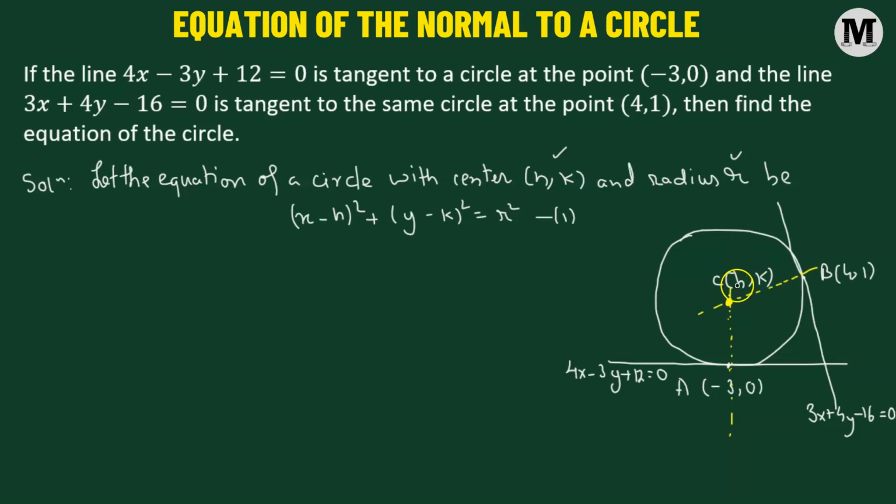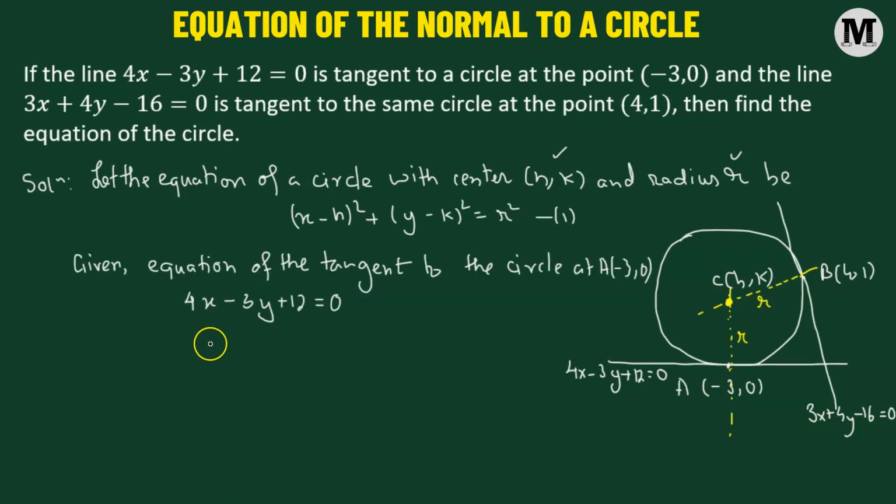And once we have the coordinates of the center, we can use either the center and point B, or the center and point A, to find the radius of the circle using the distance formula. So let's do it step by step. We'll start with the equation of the tangent line to the circle at point A. From there, we will find the normal equation.